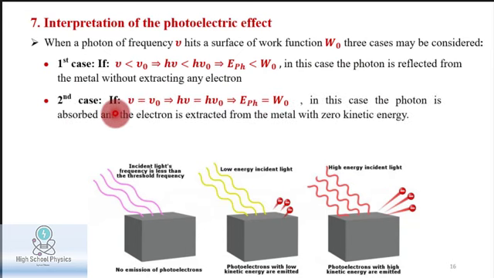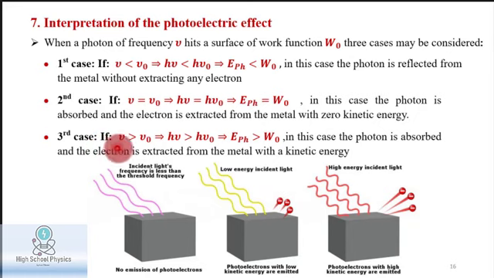Second case, if the frequency of the radiation is equal to the threshold frequency, so hν = hν0, so energy of photon exactly equal to the value of the work function. In this case, the photon is absorbed and the electron is extracted from the metal, but with zero kinetic energy. Okay, so we have photoelectric effect, but the electrons leave the metal at rest.